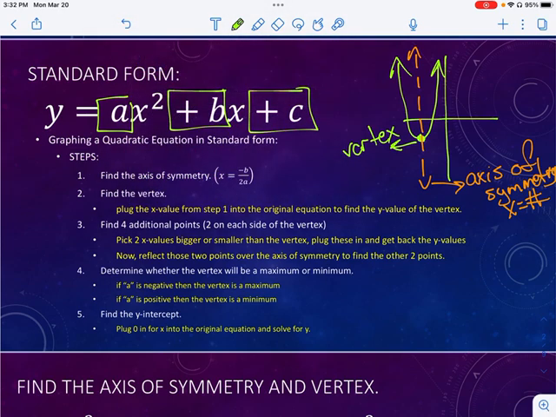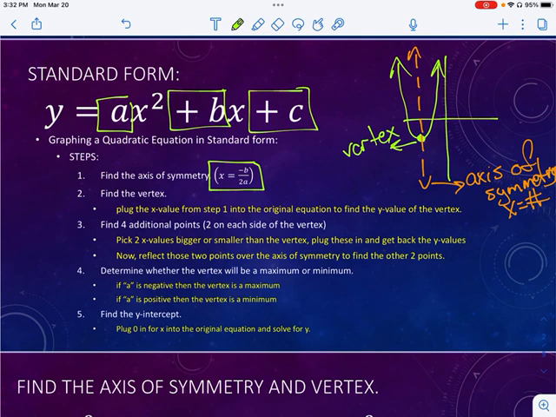Now, the way that you find that is you use this formula right here. You take x equals negative b divided by 2a. So what you're going to do is take the b value, make it its opposite sign. So if it was a positive 4, it becomes a negative. If it was a negative 5, it becomes a positive 5. Then you're going to take 2 times the a value, and then you're going to divide those two. And that will give you the axis of symmetry.